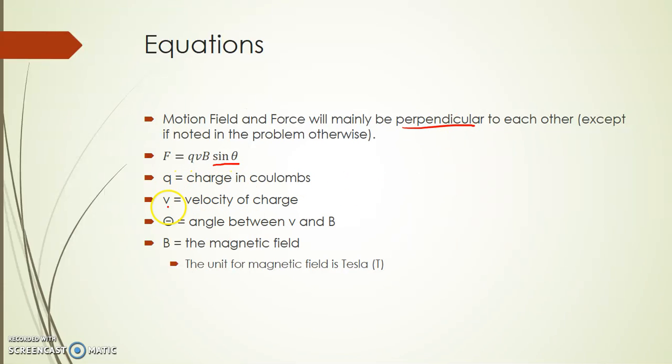Q is the charge in coulombs, v is the velocity of the charge, theta, my angle, is the angle between v and B, and B is the magnetic field. The unit for a magnetic field is the Tesla, which is represented with a T.